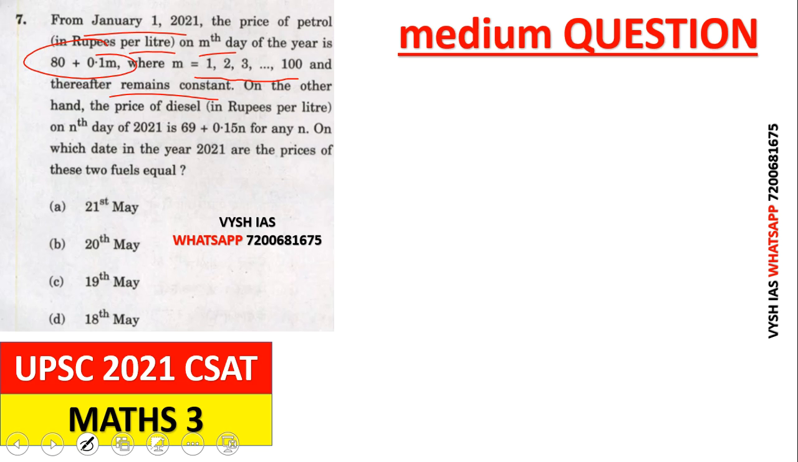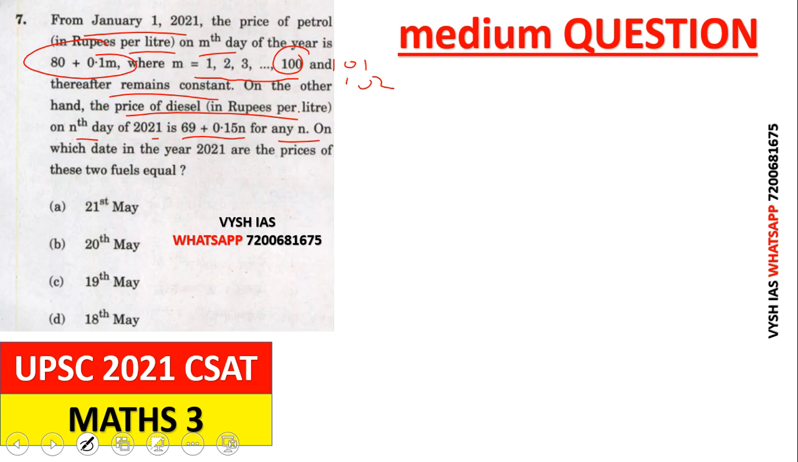Thereafter remains constant means up to 100 days it is fine, and on the 101st day, 102nd day and so on, the price will be the same as the price on day 100. Then diesel: the price of diesel in rupees per liter on the nth day of 2021 is 69 + 0.15n for any n.